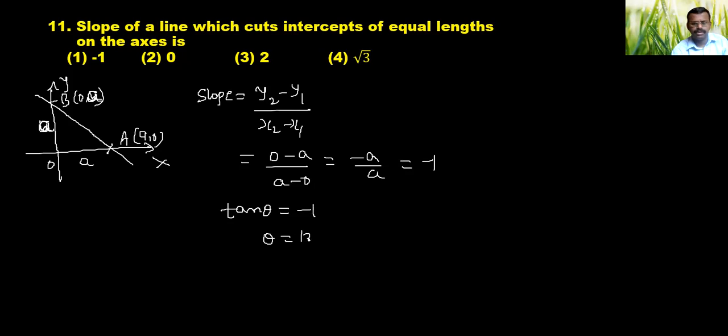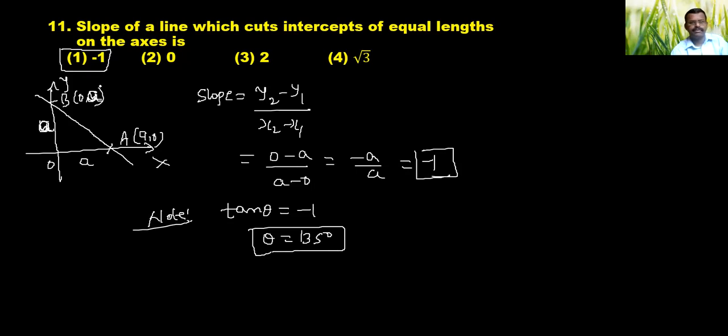Therefore, theta is 135 degrees. Okay, so this is extra information. Here the question is to find the slope. Slope is minus 1. Correct. Question number 11, minus 1 is the answer. If they ask for the angle, for example the angle of the line, then the angle becomes 135 degrees. So now let us move to the next question, question number 12.